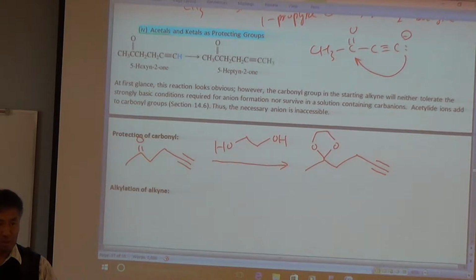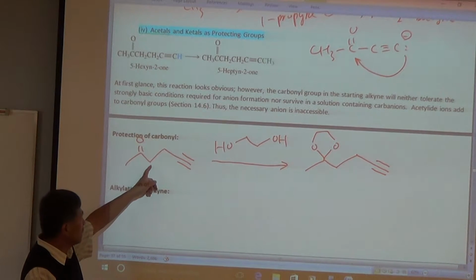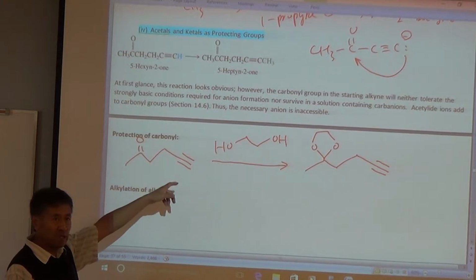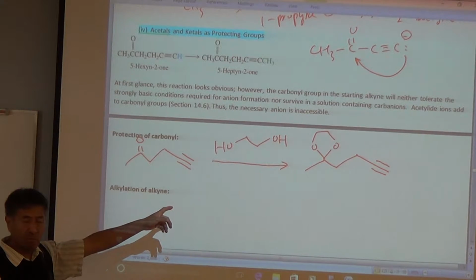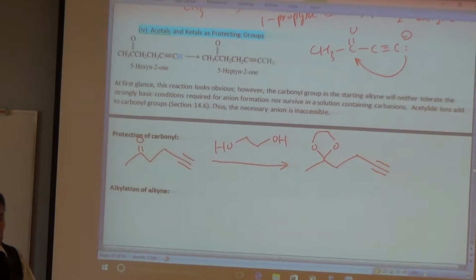Now, the acetal is stable compared with the ketone. It's stable. It does not react with those strong bases. And as we are learning in Chapter 20, with the ketone you can take your H away from this alpha carbon. Okay? And then that can react with, like, methyl bromide. So then that will make it very complicated.